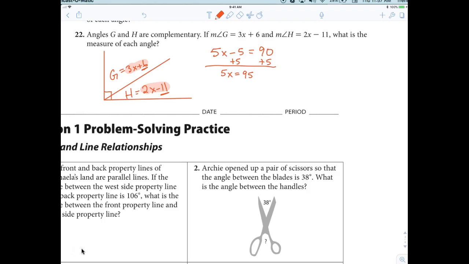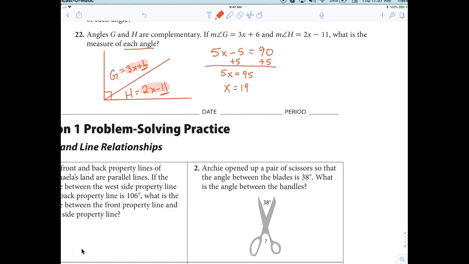And now we're going to divide, so x is equal to what? X is equal to 19. Is everybody okay with that? X is equal to 19. 95 divided by 5. Now, x is 19, but that's not the answer. All right, because it wants to know what? What's the measure of each angle?